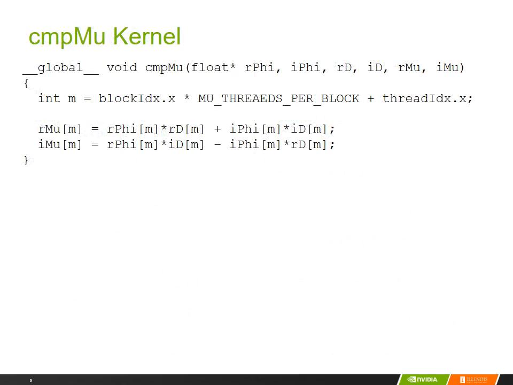After we created these two separate loops, we can form the first loop into a kernel, and we will call it a compute mu kernel. This kernel would calculate the mu value, and each thread will just calculate one RMU and one IMU element. This is fairly straightforward.